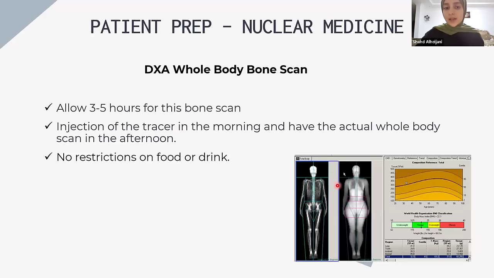Now, DEXA scan, but for the whole body, this is what you see. So this is a 3 to 5 hours test for the whole body. You inject a tracer in the morning and have the actual whole body scan in the afternoon. So to give the contrast some time to be distributed across the whole body. Again, there will be no restrictions for food or drink.